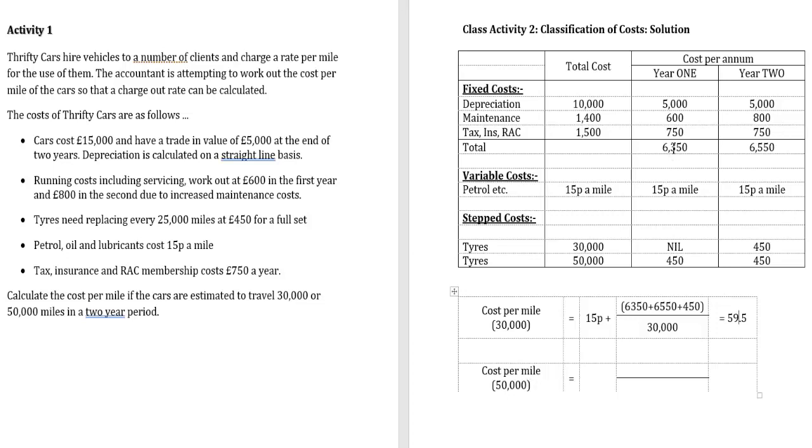Let's now move to 50,000 miles. In that case, I will take the total as it is of fixed cost, nothing changes, but the stepped cost in that case will be 450 and 450. So it will be 900 divided by, instead of 30,000, it will be 50,000. And of course, the variable cost is still the same, which is 15p per mile. In that case, the cost per mile will be 42.6. So for 30,000 miles, it will be £59.5. For 50,000 miles, it will be 42.6. This is the answer of the question. Thank you.